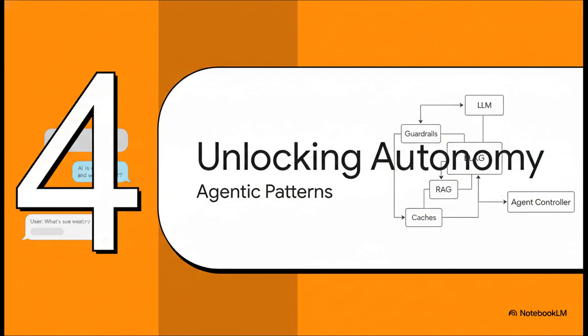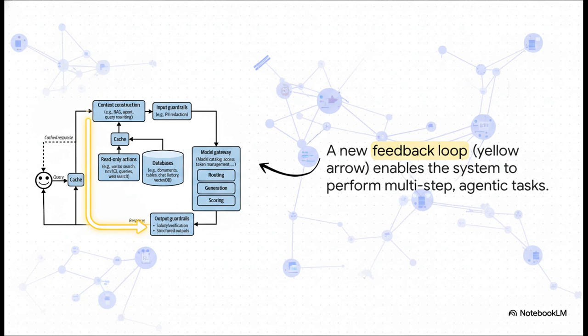So far, everything we've built is designed to respond to a single query. But what if we want our AI to handle complex, multi-step tasks all by itself? This is where we make the leap from a simple tool to a truly autonomous agent. Okay, the critical change here is that new yellow arrow. That feedback loop is the architectural key that unlocks this agent-like behavior. It allows the output from the model to be fed right back into the system as a new input. It's a simple concept, but this loop is what enables the AI to reason, to plan, and to execute a whole series of actions until a job is actually done.